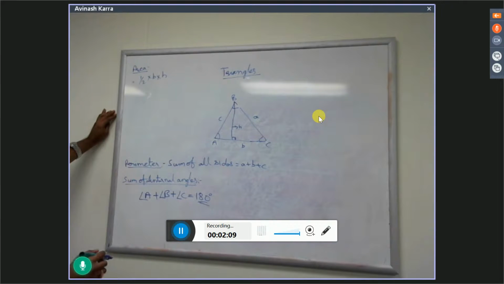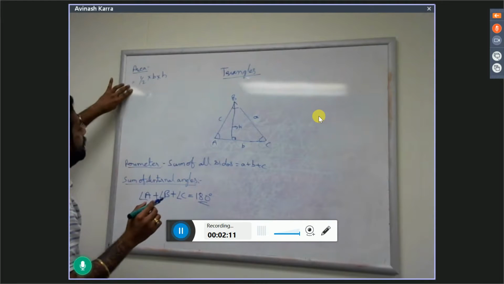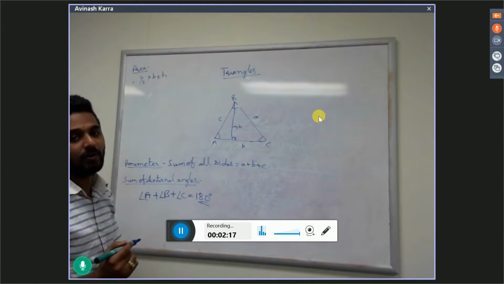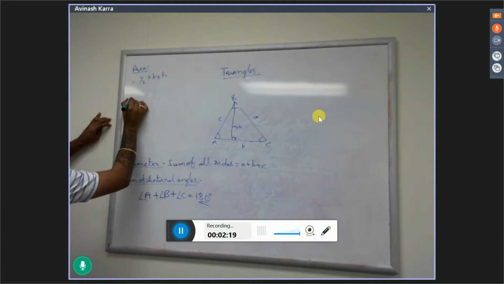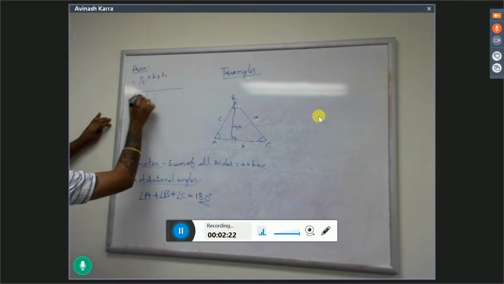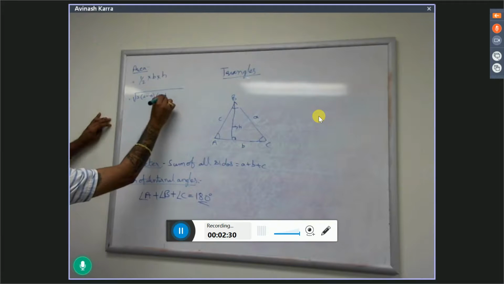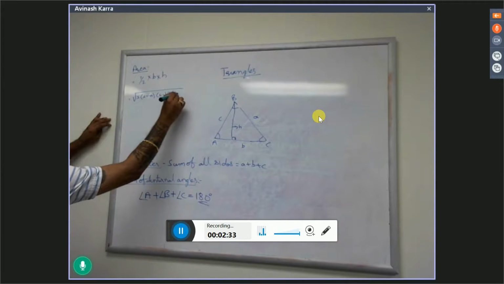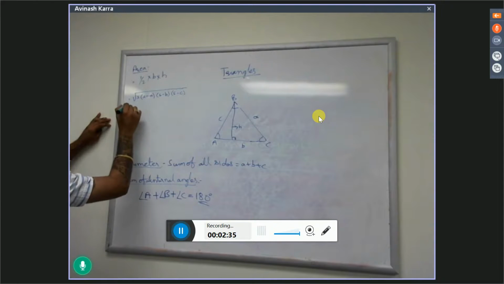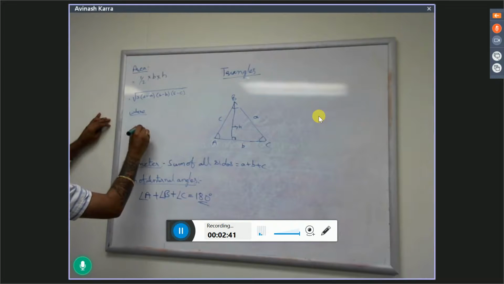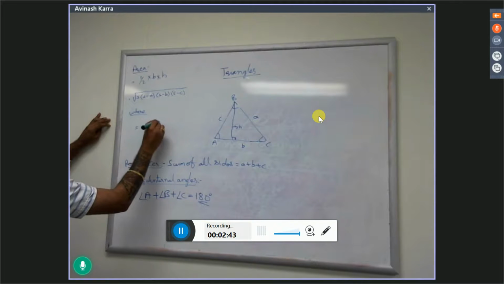Just in case you forget this formula, or if you are unable to find the height, there is one more formula, which is under root S into S minus A into S minus B into S minus C, where S is equal to A plus B plus C by 2.